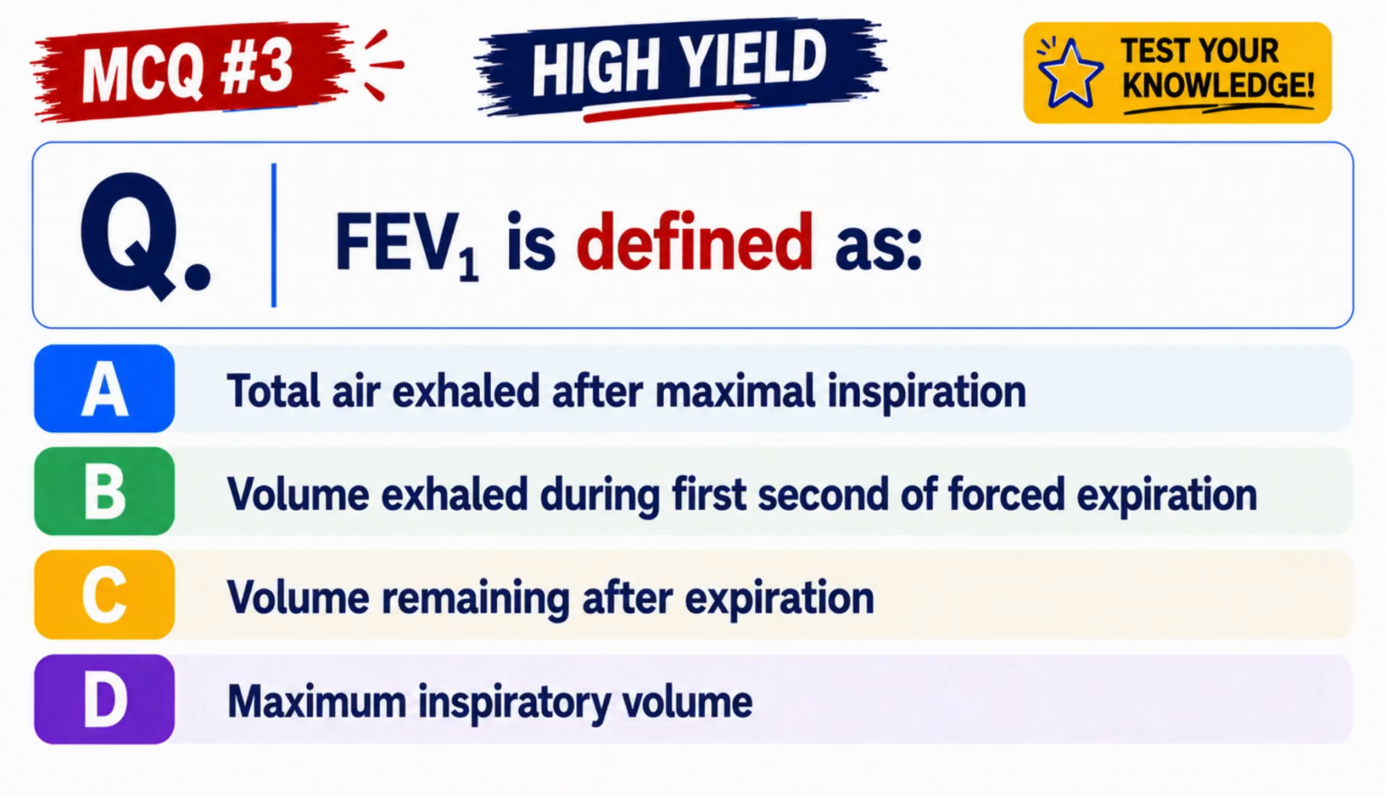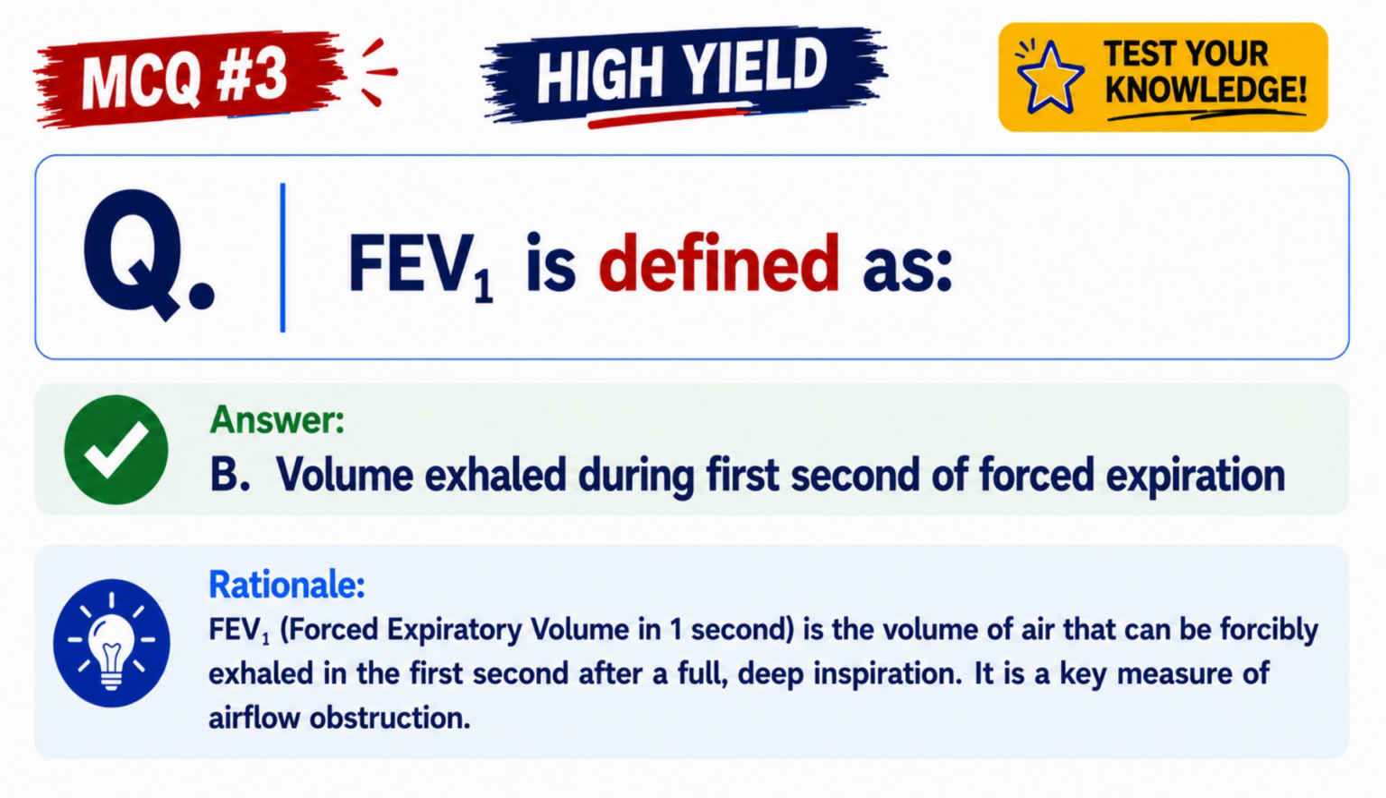Question 3. FEV1 is defined as A. Total air exhaled after maximal inspiration. B. Volume exhaled during first second of forced expiration. C. Volume remaining after expiration. D. Maximum inspiratory volume. The answer is B. Volume exhaled during the first second of forced expiration. Here's why.